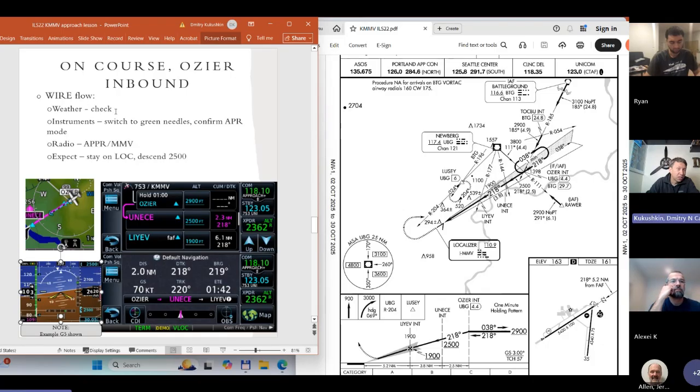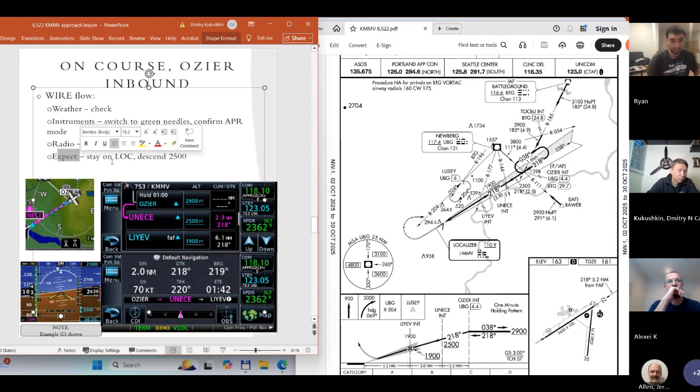Wire flow: weather, still check. Instruments, you switch to green needles. If you have GFC 500, you confirm approach mode. Radio, you're probably still talking to approach. Definitely have McMinnville loaded, not 7S3 like I show in the pictures. What do you expect? You expect to stay on the localizer and you descend to 2,500.